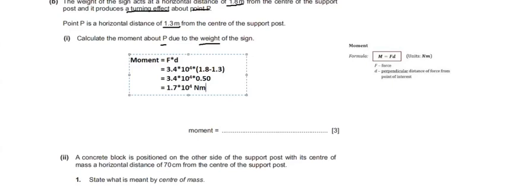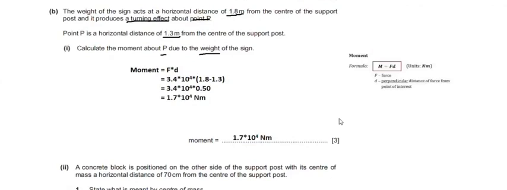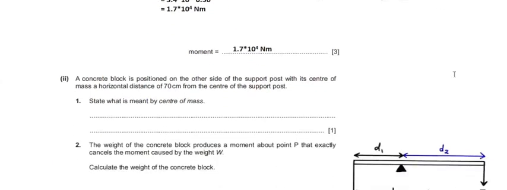So here also we can write down the final value, that is 1.7 into 10 raised to 4, and the unit as well, that is Newton meter. Writing down the answer here is very important, otherwise you may lose 1 mark, and writing down the answer along with the unit is very important.